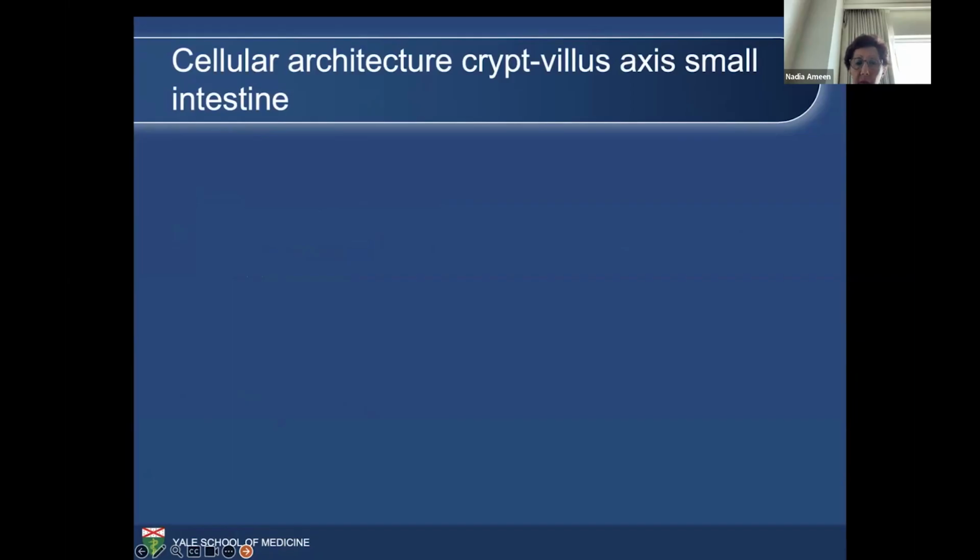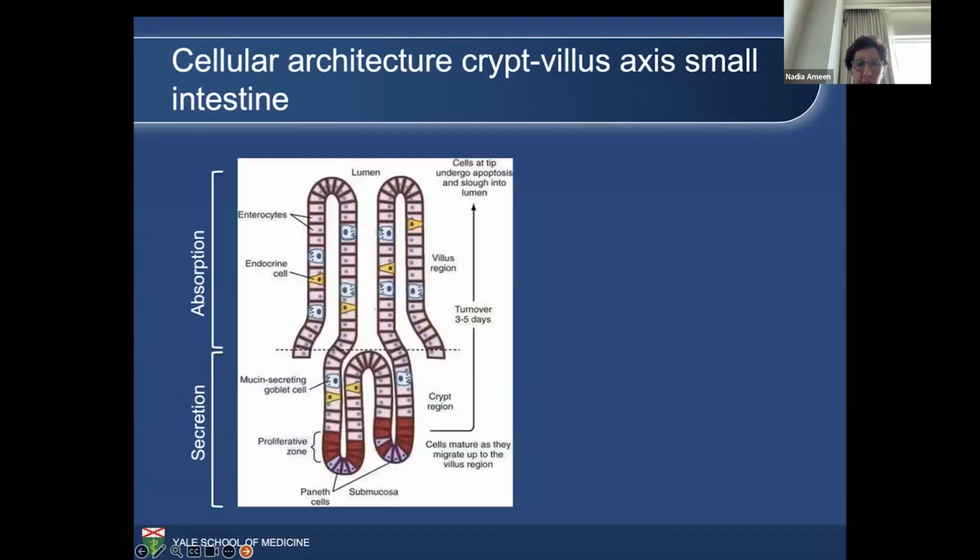So first, I'll just talk a little bit about the small intestine, because not everybody studies the gut, and talk a little bit about the cellular architecture. So the small intestine has the epithelium consists of invaginations called crypts, which are cells that dig deep into the epithelium. These cells consist of the stem cells, Paneth cells, and cells that would migrate up into the villi, which are these long fern-like structures, to generate enterocytes. And then you also have enteroendocrine cells and goblet cells interspersed among the different cell types.